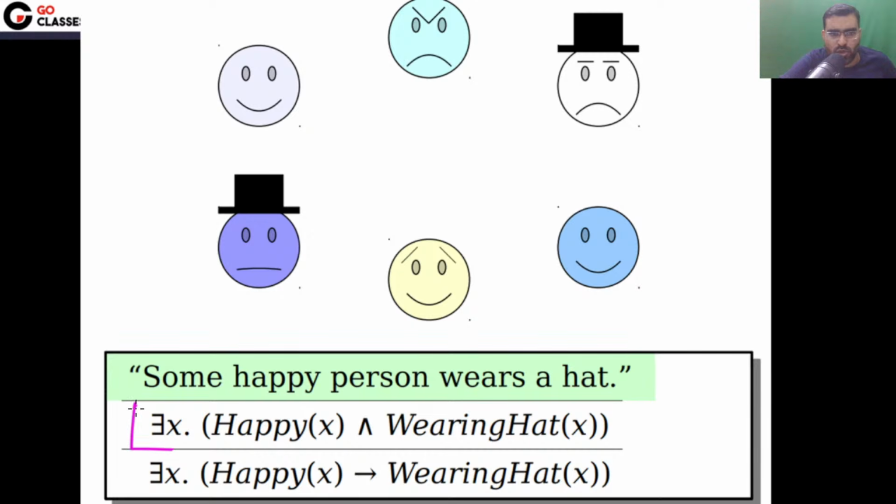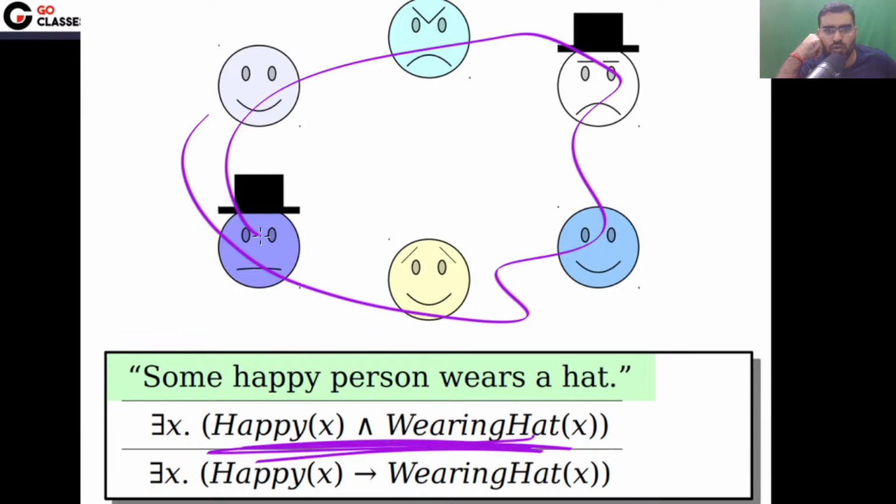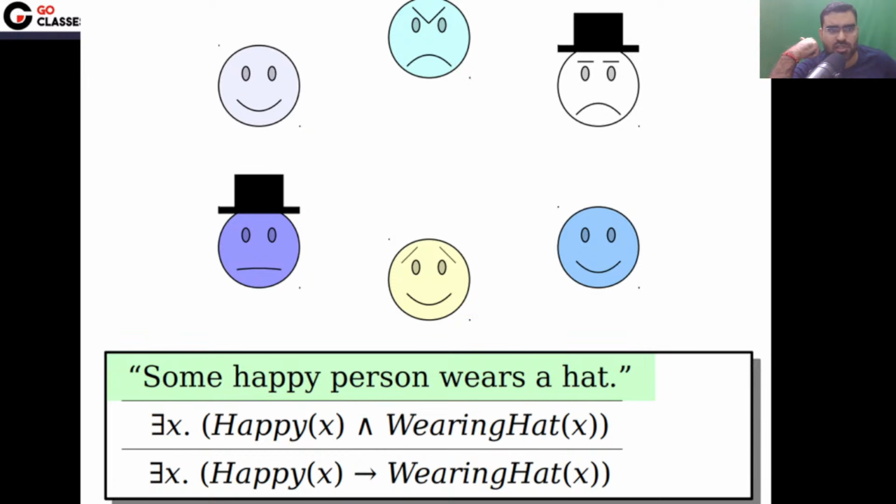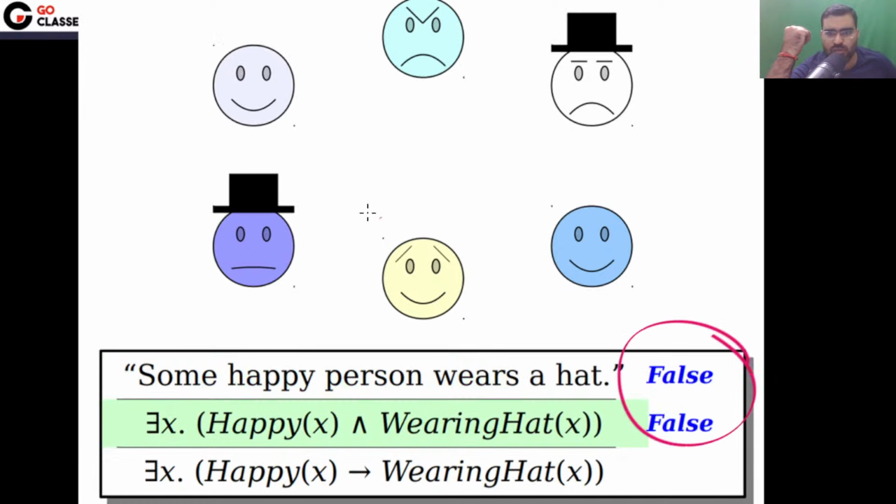Okay, what about this statement on your screen? There exists x, x is happy and x is wearing a hat. There is someone for which this is true. You can notice there is no one for which both of them are true. So this is also false. This English statement is false. Both of them are false.